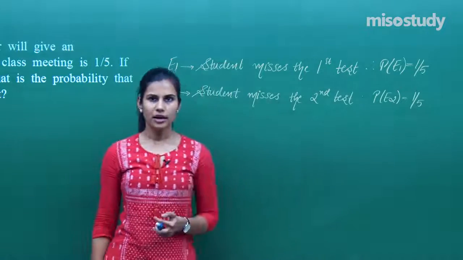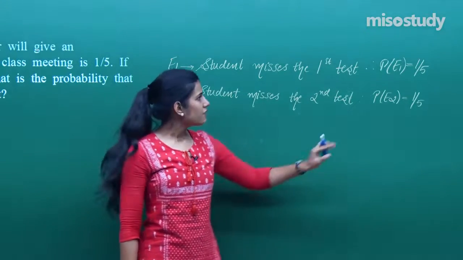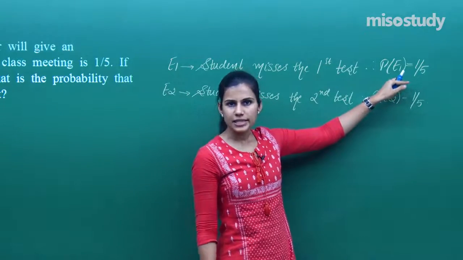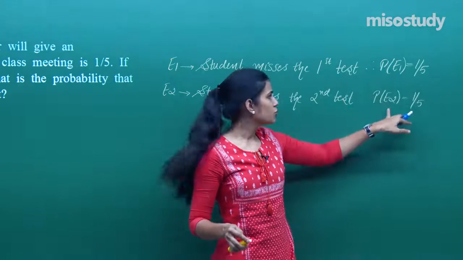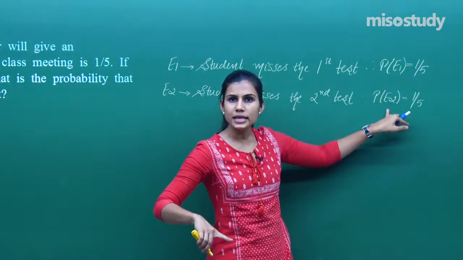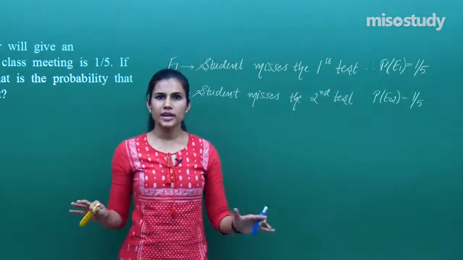Tell me one thing, are E1 and E2 independent events or not independent events? If a student is missing the first test on a certain day, does it hold any contribution towards the probability of the same student missing the second test on some other day? Of course, these two are unaffected events.